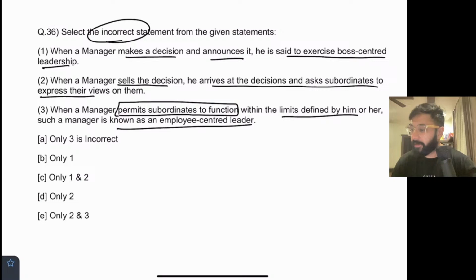कौन सा इनकरेक्ट है? जब सेल कर रहा है वो, तो बॉस हिमसेल्फ इज टेकिंग द डिसीजन. He arrives at the decision and asks subordinates to express their views. No. The manager, when he's selling it, the boss takes the decision and then persuades the subordinates to accept it. That is what is meant by selling. So, second is incorrect, first is correct, and third is also correct. So, the answer is option number D. Only second one is incorrect.